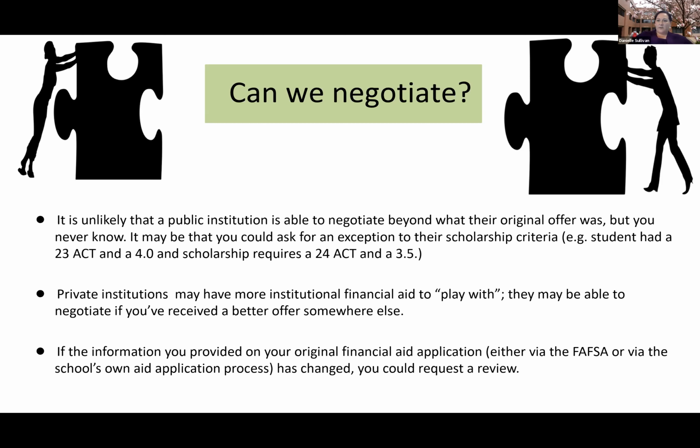So I'll let you start with can we negotiate? And we're each going to talk about our various schools in this process. All right. So when it's asking about negotiations that can be made, it may take into consideration, like the examples here, a 23 ACT with a 4.0 scholarship, and maybe they weren't eligible for a merit or institutional scholarship based upon not meeting the criteria for a 24 ACT with a 3.5 GPA minimum. And so these negotiations that it's asking about, it really depends on the institution.